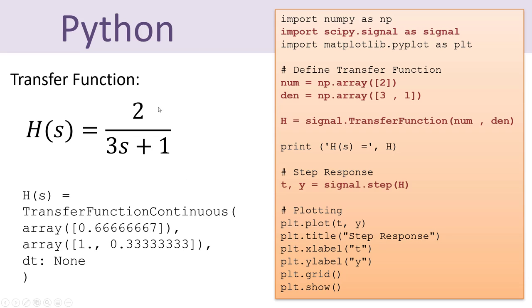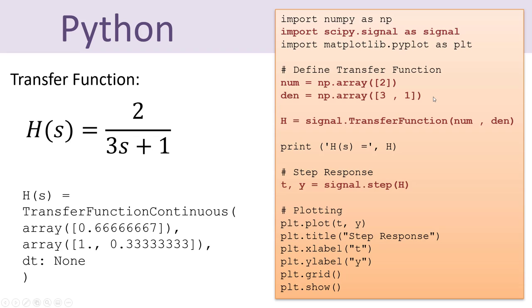Here you see a basic example. This is a first order transfer function, and here you see the code for implementing this transfer function using the SciPy.signal module of the SciPy library. So we need to import this SciPy module.